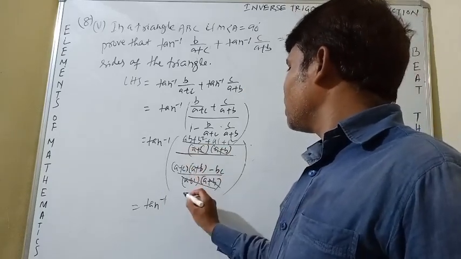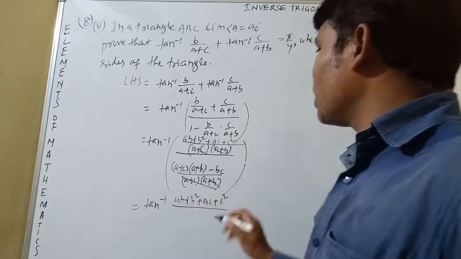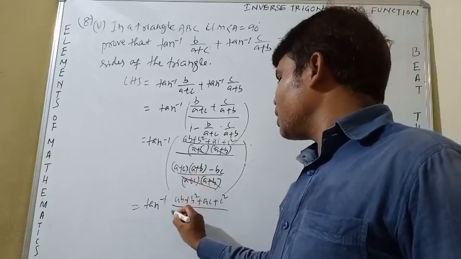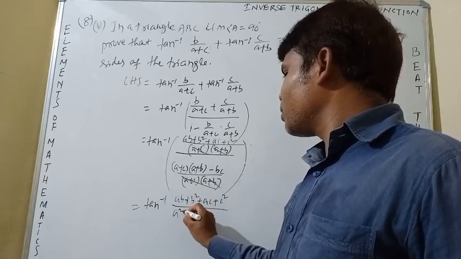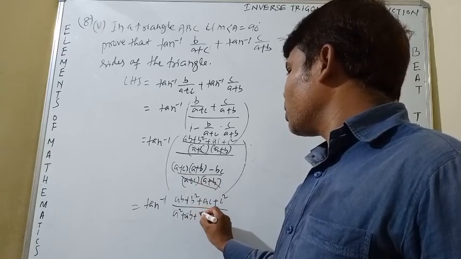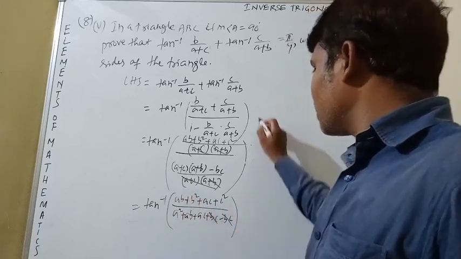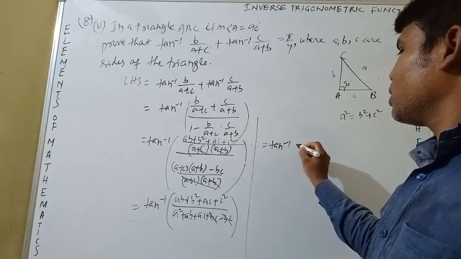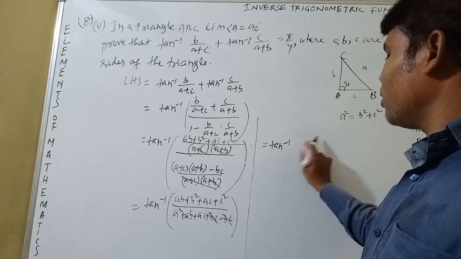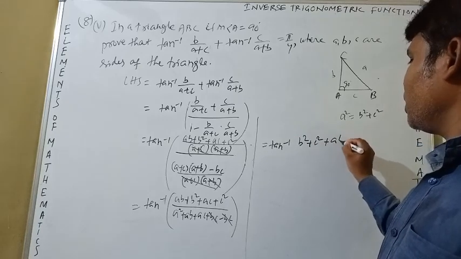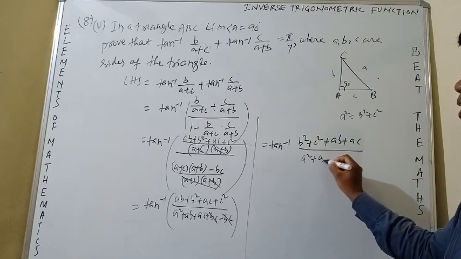Okay, ab plus b square plus ac plus c square divide... you multiply this, a square plus ab plus ac plus bc minus bc. bc will cancel out. Okay, is equal to tan inverse ab plus b square plus c square, you write down b square plus c square plus ab plus ac, divide a square plus ab plus ac.